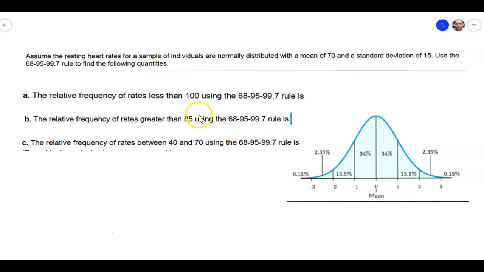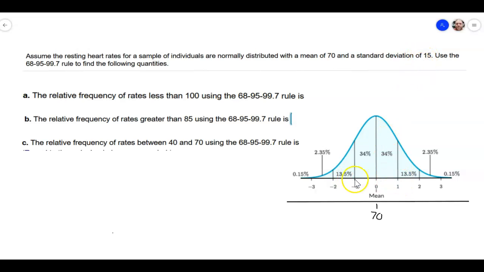All right. So this means that if we are given a mean and a standard deviation, we can answer a bunch of questions. And all we're doing is just adding these sections up to answer the questions. All right, so let's go through this next one. This has a mean of 70, so we're going to put the mean right in the middle, and this has a standard deviation of 15.